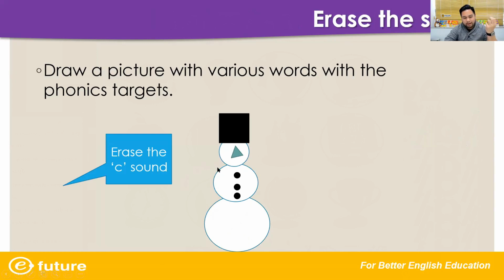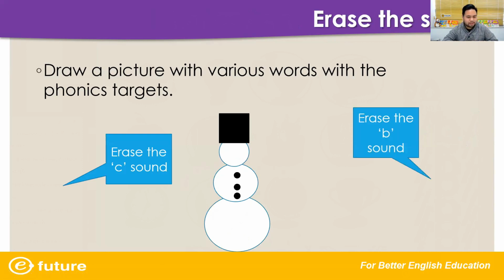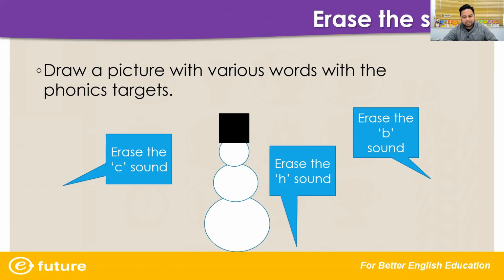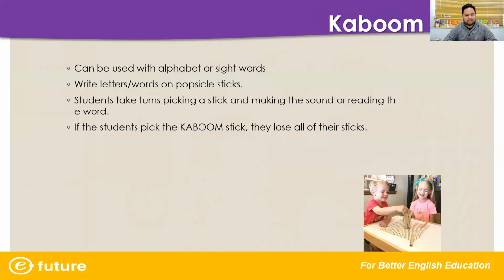Normally, the snowman, the color changed. The nose would be a carrot. So you would erase that. Give him the B sound. Erase the buttons. H sound. Erase the hat. Okay. And there's some other games here.